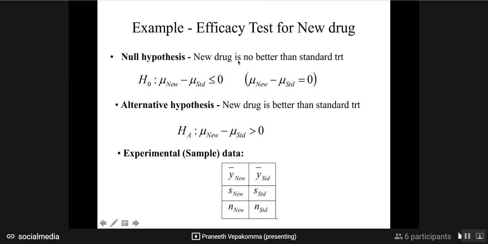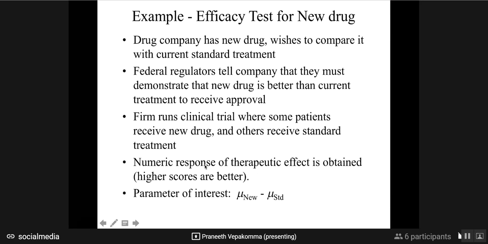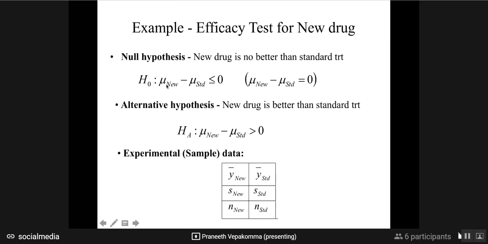So this is the null hypothesis. The null hypothesis is stating the new drug is no better than the standard treatment, which means the difference of the new drug minus the standard treatment is less than or equal to zero, assuming both are positive values, whatever way you're measuring. Say for fever, you cannot have a negative fever, for example. So you want to see if the improvement in the new drug is better than the standard treatment, then it'll be less than zero. If it is the same, it will be around zero. So you want to see how the improvement is. So this is a typical null hypothesis.